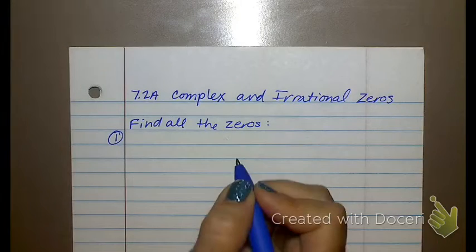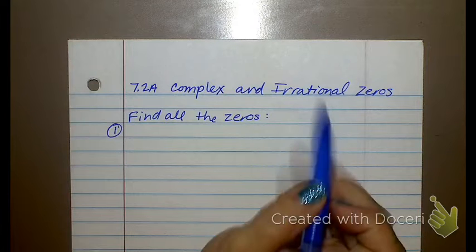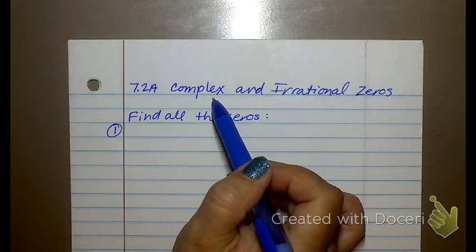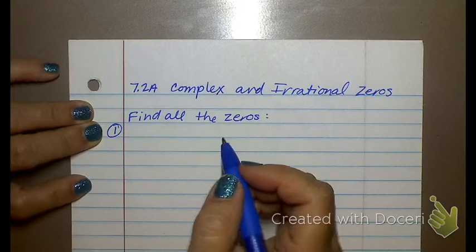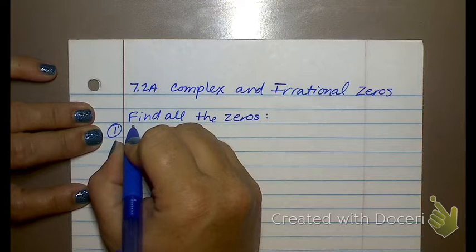So same kind of process as yesterday. The only difference is we're going to get to a point where we're either going to have a radical, that would be your irrational, or a complex zero. Now, not all radicals are irrational. Most often you'll see radical 2 or radical 3. But we may have those left in our answers.